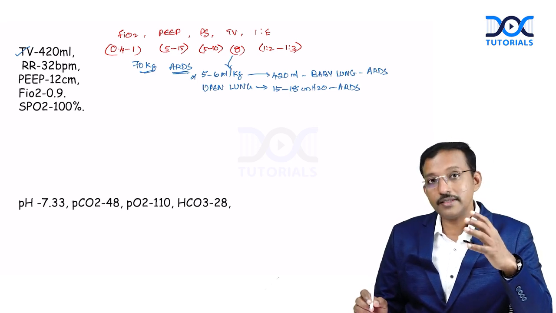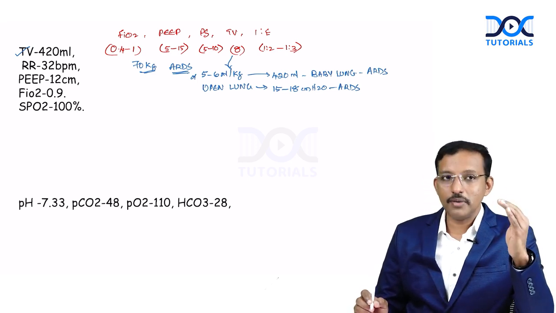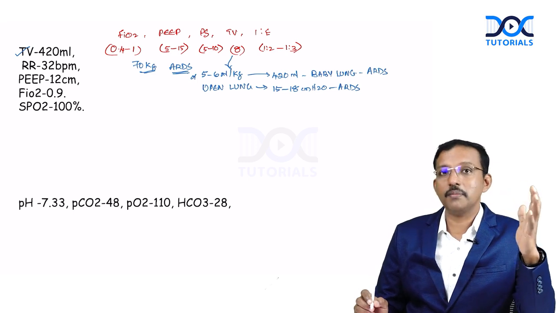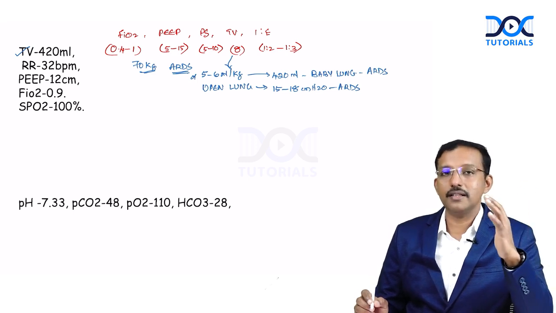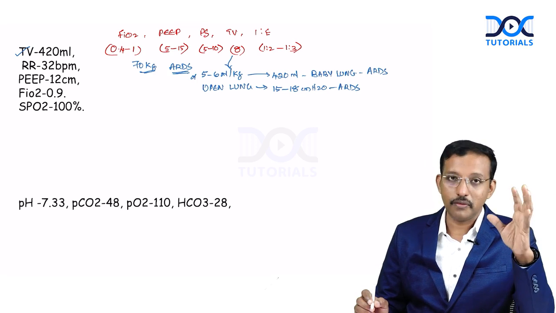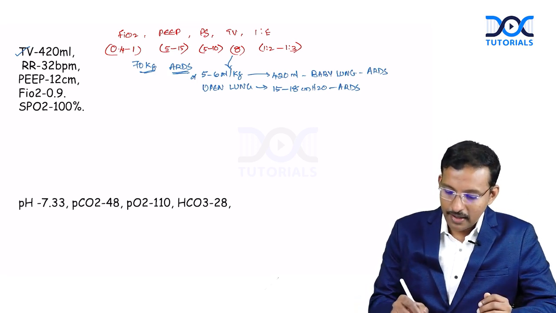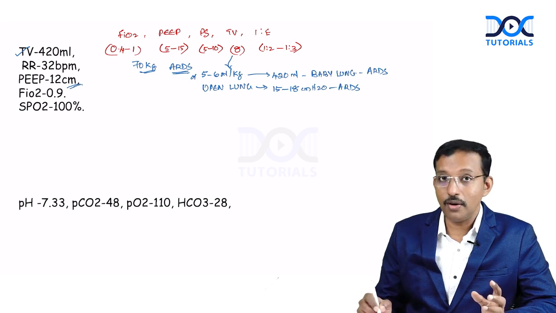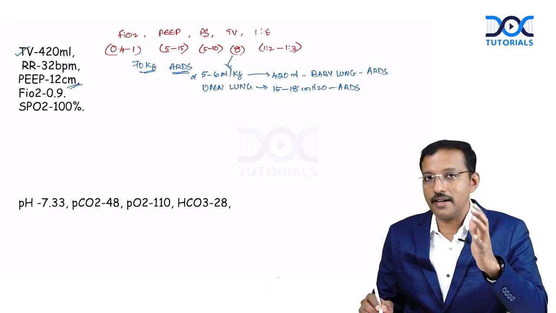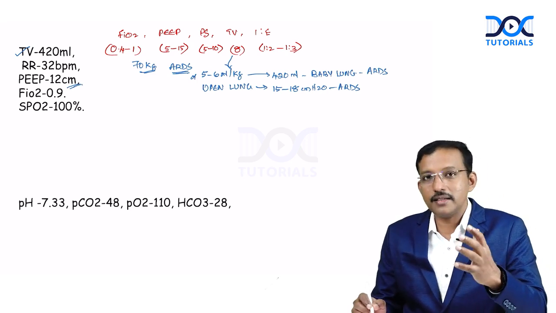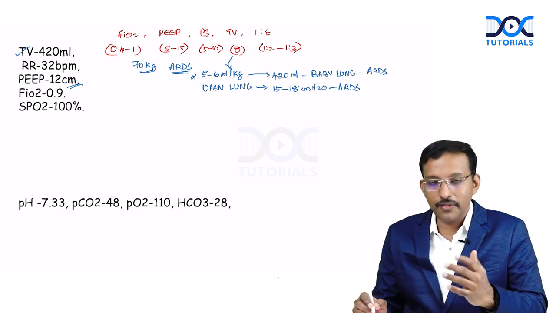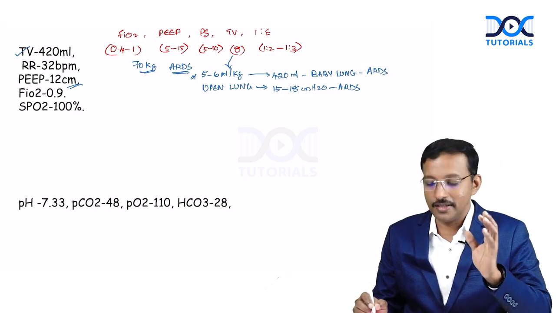Although we having said that, should not keep it very high, you have to keep the PEEP limiting the peak pressure to less than 30 or 35. So in this case, this patient is already having a 12 PEEP, which is almost towards the higher end. If need, you can increase a bit of PEEP if there is a problem with oxygenation.